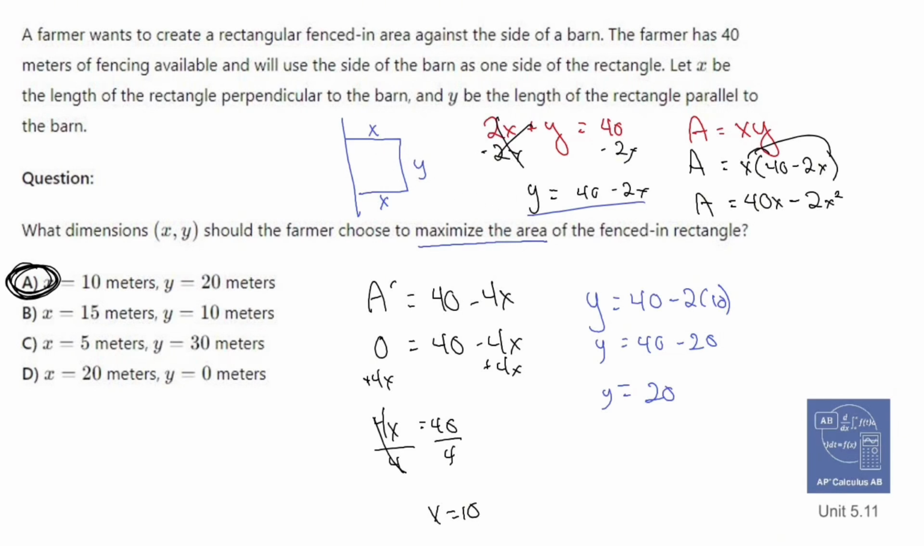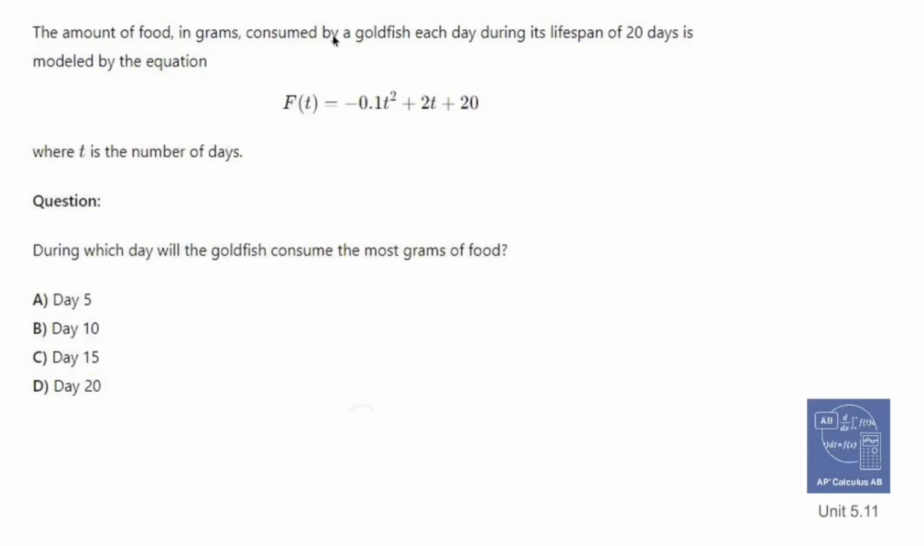Fun stuff. The amount of food in grams consumed by a goldfish each day during its lifespan of 20 days is modeled by the equation f of t equals negative 0.1 t squared plus 2t plus 20, where t is the number of days. During which day will the goldfish consume the most grams of food? So we need to maximize this guy right here. Well, in order to maximize something, we need to first take the derivative. So I'm going to take the derivative, and that's going to be drop down that 2, negative 0.2 regular t plus 2 plus nothing.